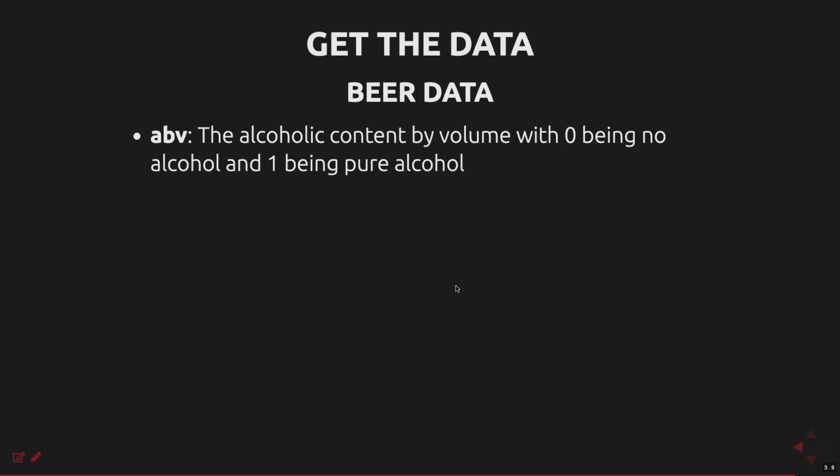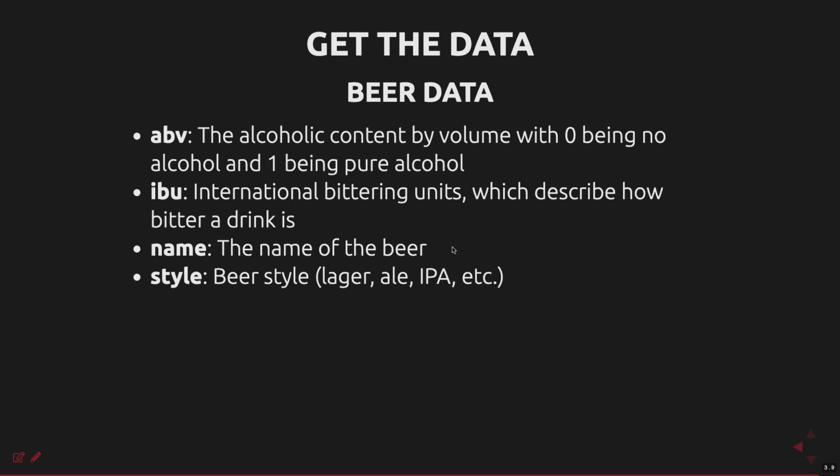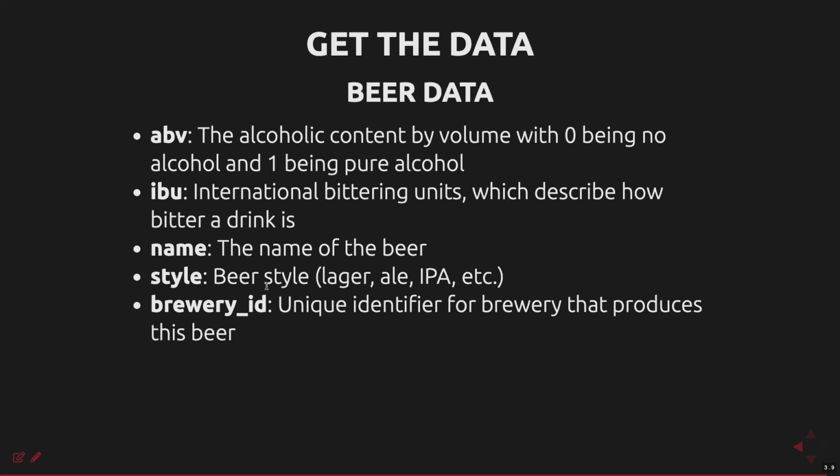Whenever we've already talked about the data itself, but we haven't actually said what each of the variables represent. So the first one is ABV. This is alcohol content by volume. 0 meaning there's no alcohol. 1 is basically pure alcohol. The IBU is the International Bittering Units. Again, this would describe how bitter a drink is. We have name, which is the name of the beer. And again, this is for the beer data set, or the beer table. And we also have a style. This is the beer style, a lager, ale, IPA, etc. And then we're also going to have a brewery ID. This is a unique identifier for the breweries that produce this beer. And then we have ounces. So again, this is the size of beer in ounces.